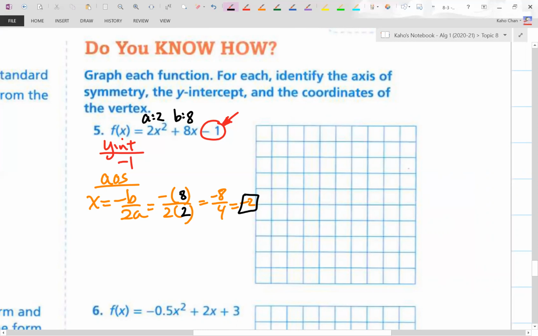Oh, interesting. -2. And then finally, I want to find out what my vertex is. We've just found half the battle. -2 goes right there.